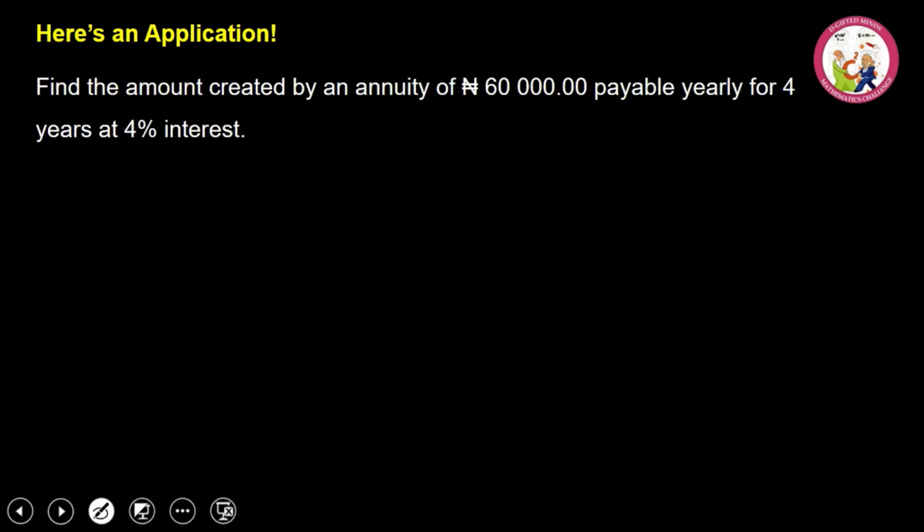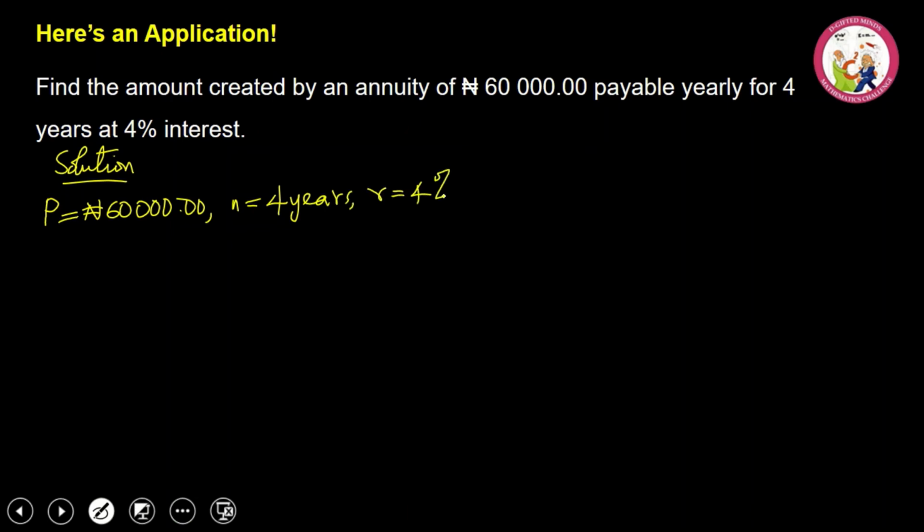Okay, here's a question. Find the amount created by an annuity of 60,000 naira payable yearly for 4 years at 4% interest. Solution. Now let's write out the parameters. The annuity here is 60,000 naira, and this amount should be reinvested for 4 years. The n in this case is 4 years, and the rate small r is 4%.